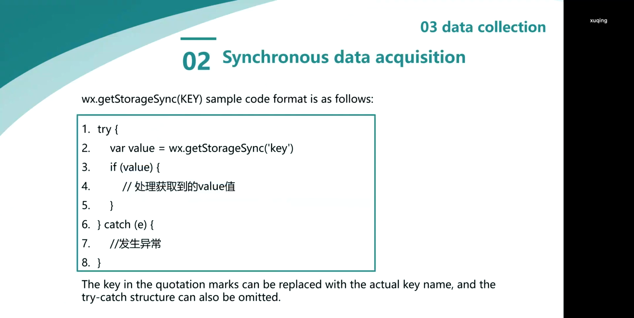Here we have sample code in a format like this. We use try catch, and we use get storage sync. You see the key in the quotation marks can be replaced with the actual key name, and the try catch structure can also be omitted. That means this one is not required.